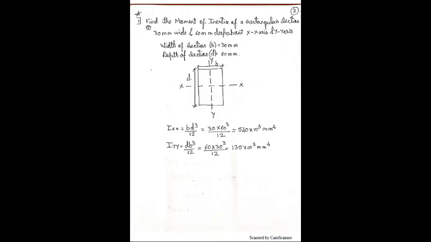So let us start. The question is: find the moment of inertia of a rectangular section 30 mm wide and 60 mm deep about the x-axis and y-axis. Width of the section B is 30 mm, and depth of the section D is 60 mm. Now they have asked to find the moment of inertia about the x and y axes, so let us take the centroidal axes.